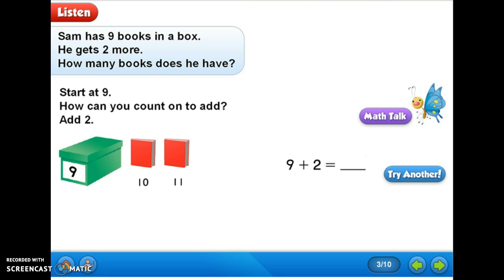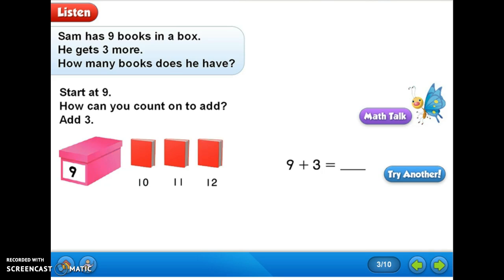Okay, Sam has 9 books in a box. He gets 2 more. How many books does he have? All right, again, I'm going to start at 9, and I'm going to count on 2 more from the number 9. So 9, 10, 11. So 9 plus 2 is 11. All right, 1 more. Just practicing starting at the number 9 and counting on.